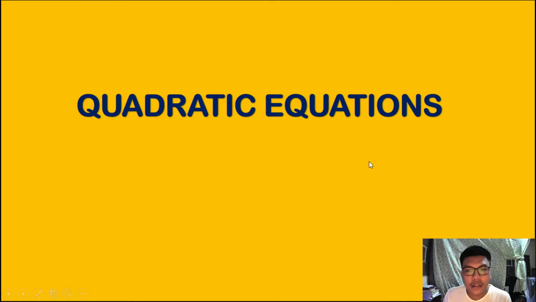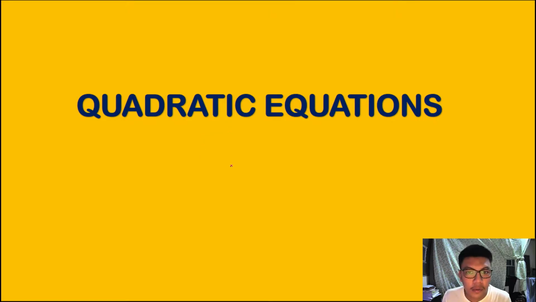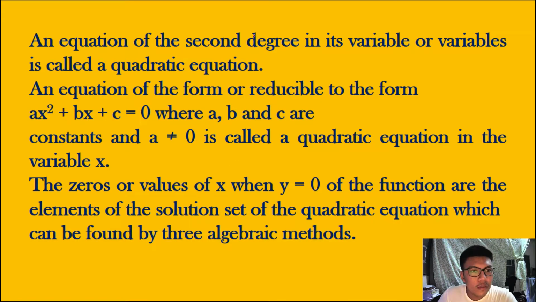So, dito tayo ngayon sa quadratic equations. Ito naman ay na-take na natin nung high school, kaya ito parang review lang natin. An equation of the second degree in its variable or variables is called a quadratic equation. Pansinin, second degree, meaning, the highest exponent ng iyong variable ay 2.